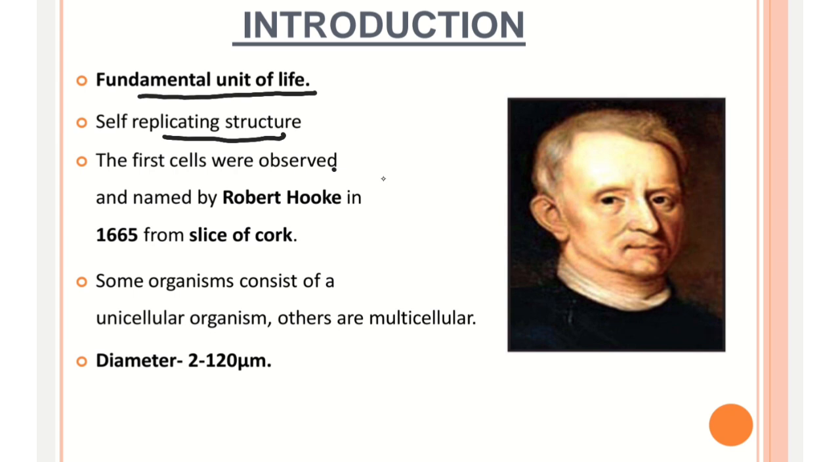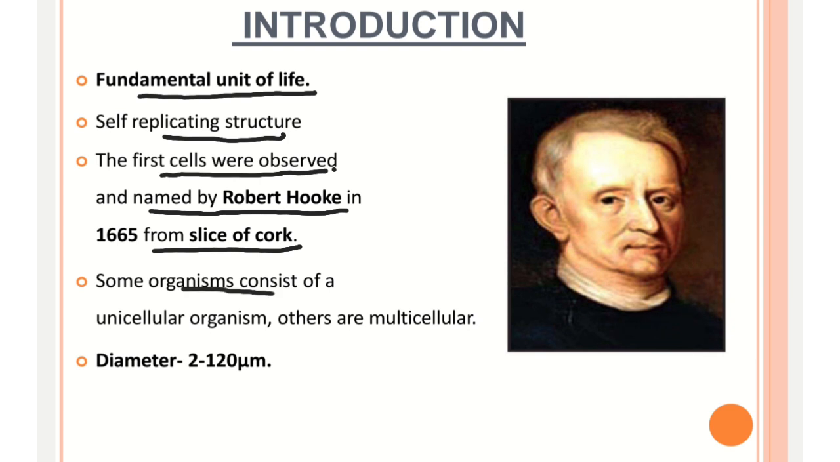Next, the first cell was observed and named by Robert Hooke in 1665 from a slice of cork. He used a microscope to look at a thin slice of cork and saw small box-like structures. He named these cells, rooms or cell-like compartments.